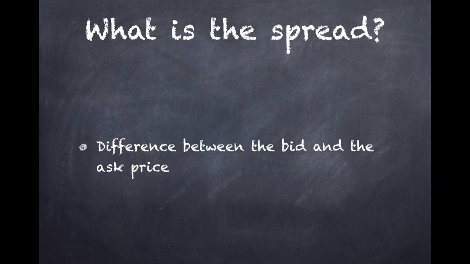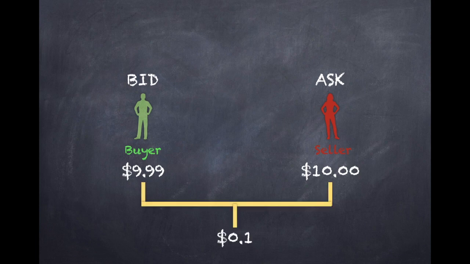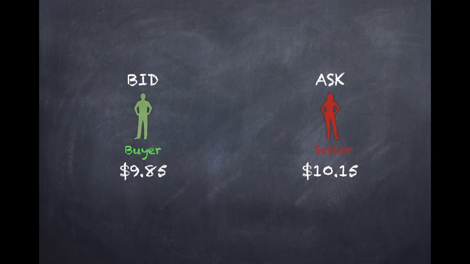When we refer to the spread in stock trading, what we are referring to is the difference between the highest bid and the lowest ask. Here we have a stock trading around $10. The highest price someone is willing to buy this stock for is $9.99. And the lowest price that someone is willing to sell this stock for is $10. The difference in price is 1 penny. So this is what we call a 1 cent spread. But sometimes the spread can get quite high, and this is why the spread is important to pay attention to.